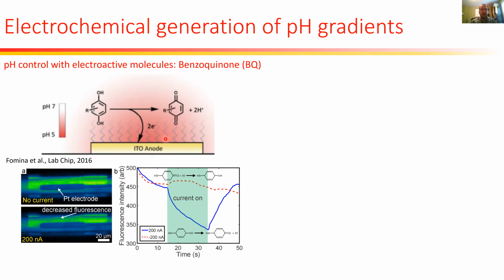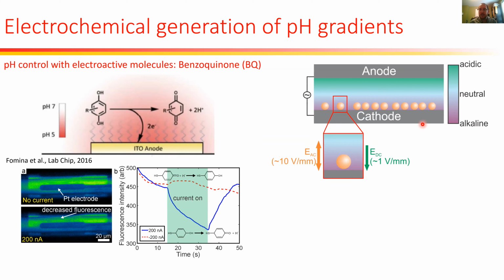And so we can basically dissolve some benzoquinone in water. We can apply a DC potential to it, and we can generate a pretty significant pH gradient at the electrolyte interface. And we've shown this happens with a platinum microelectrode and a pH-dependent fluorescent dye. And we can see either an increase or decrease in the fluorescence, whether we apply a positive or a negative current. And this corresponds to either pumping protons into solution or consuming protons at the electrode surface.